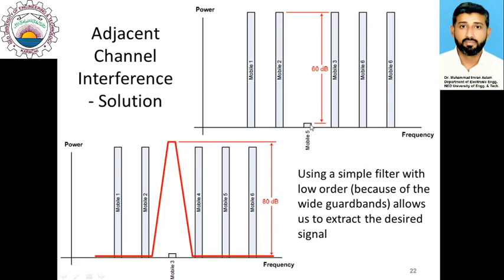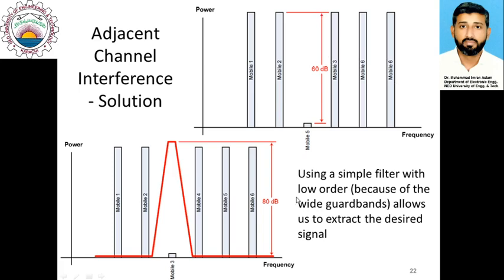Originally it was like this. We have created a gap here. Mobile 1 and mobile 2 have a frequency gap, a wide band gap here. Similarly, between mobile 2 and 3, there is a wide band gap, and so on.